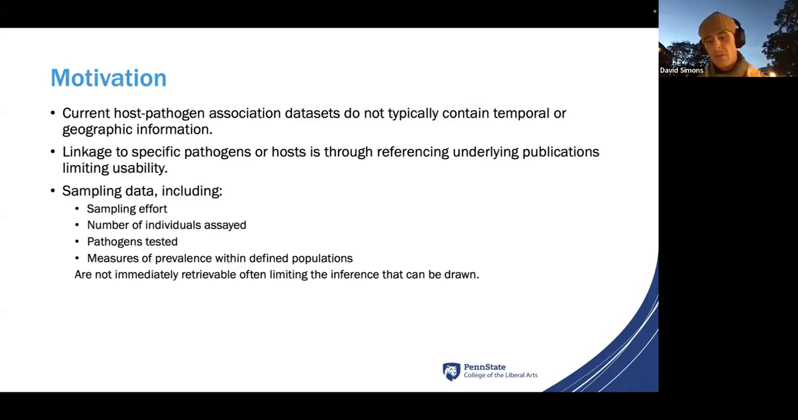Another thing that I'm interested in is sampling effort and how these biases can be propagated through our analyses and accounted for in some of the models that we use. So, for example, in phylogenetics, there's developing ways in which you can incorporate unsequenced samples to integrate into your phylogenetic analysis.